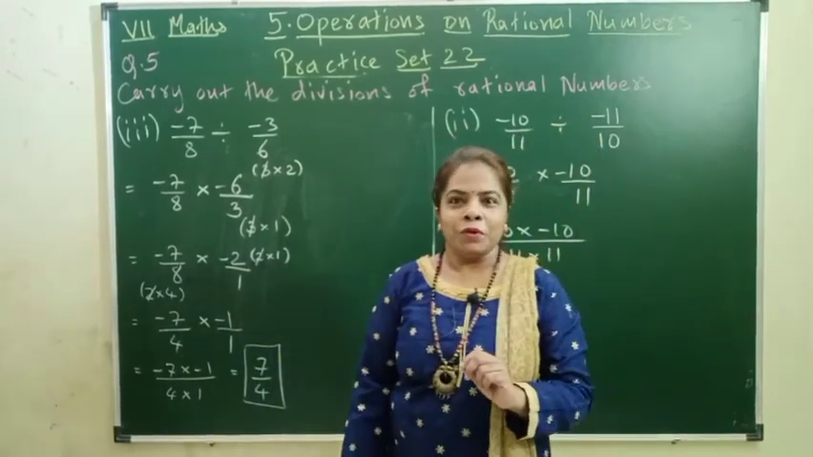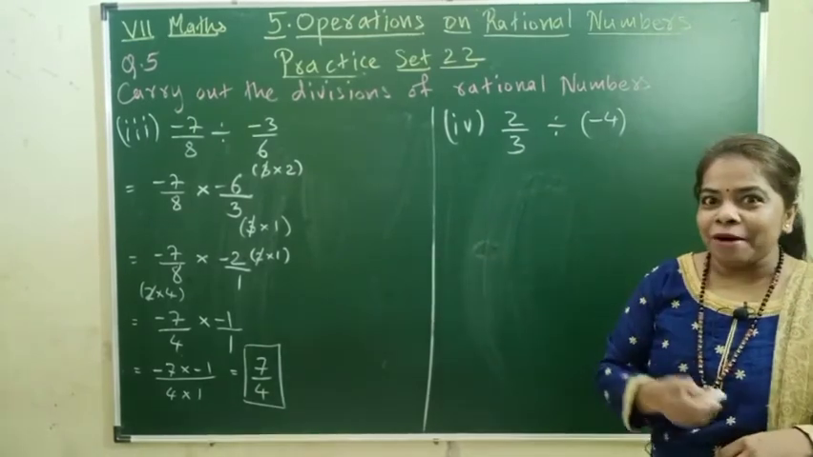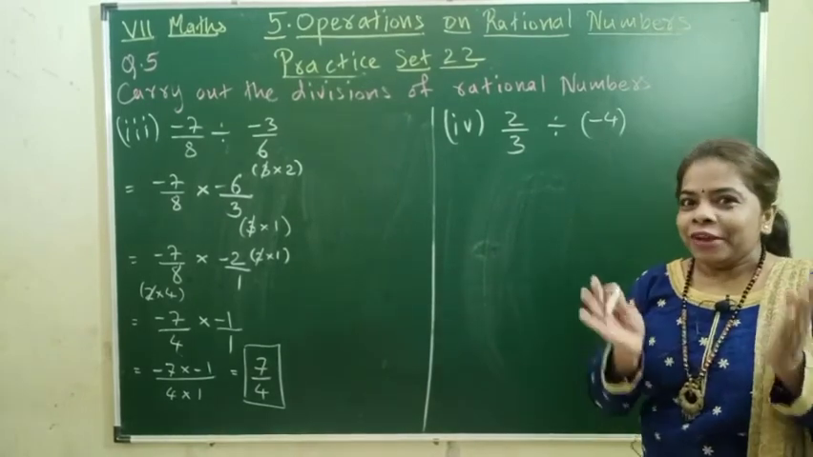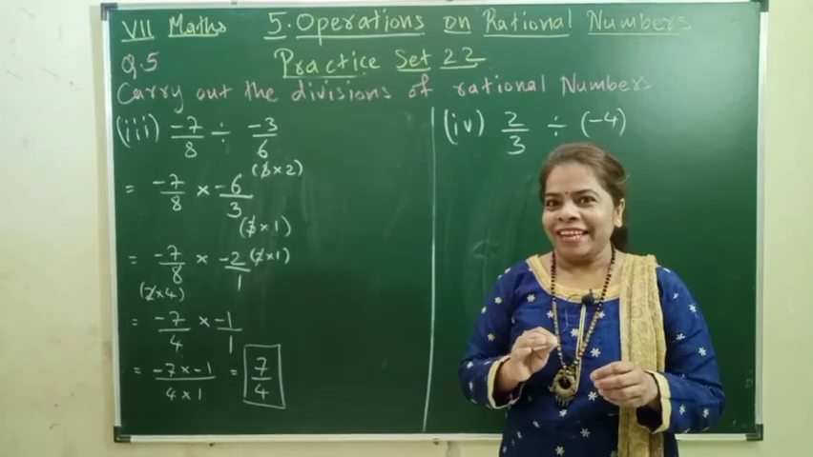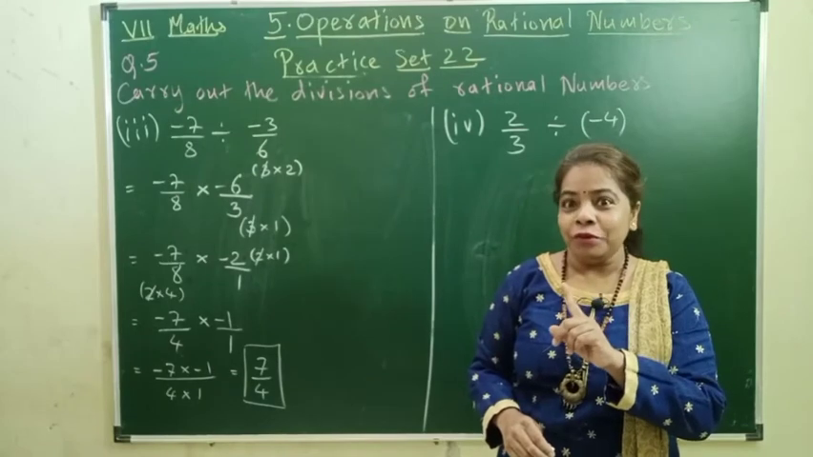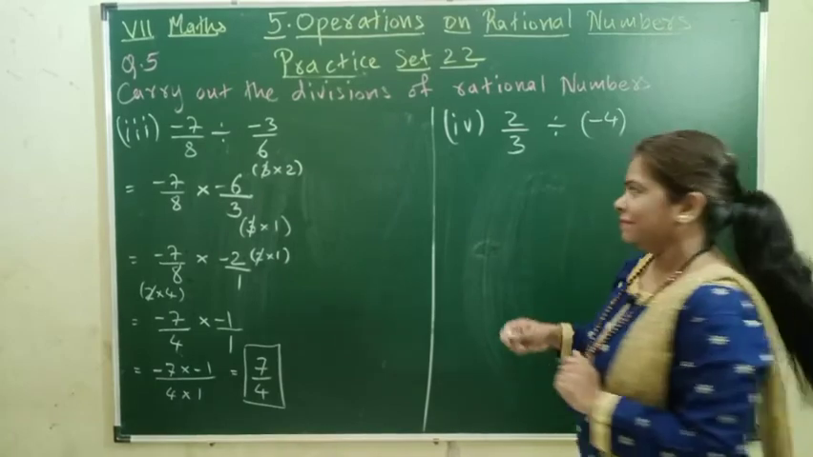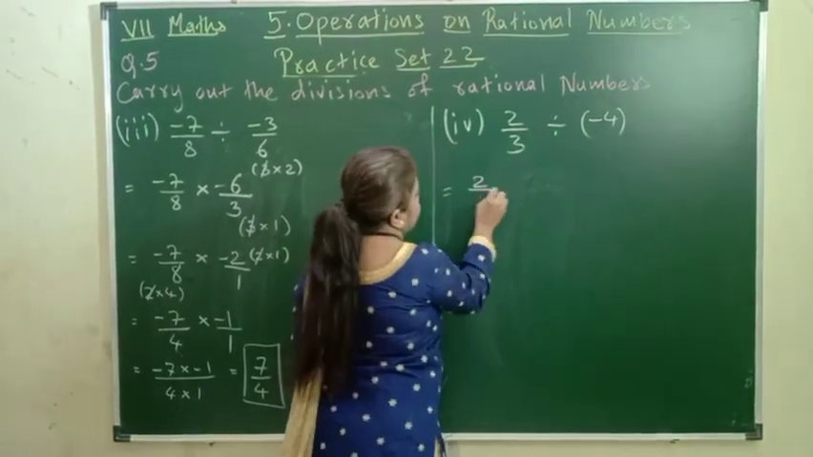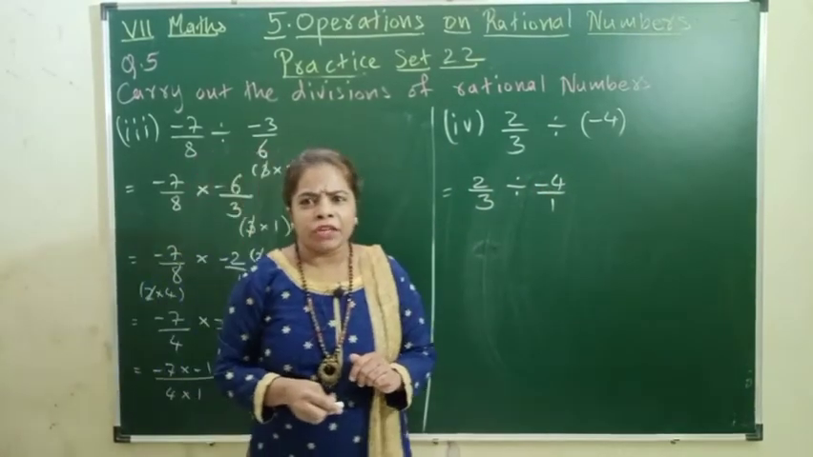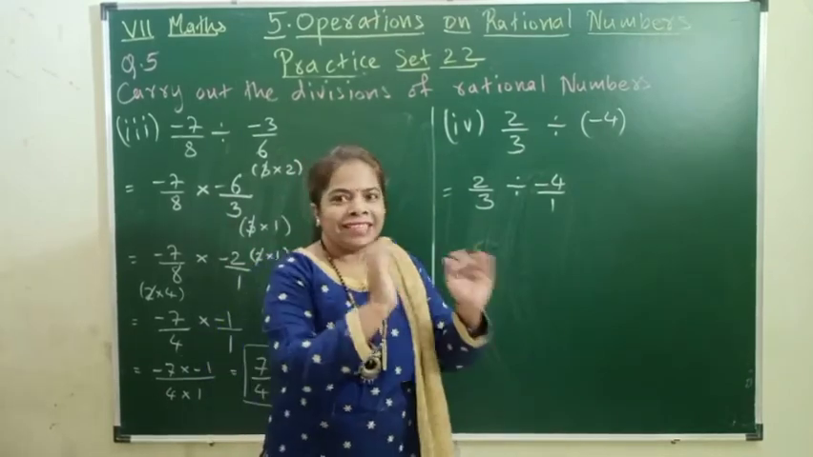Now let us move on to the fourth sum. Now the fourth sum, children, see the fourth sum, there is no denominator in the second one. How to solve? If there is no denominator, we take a denominator 1, right? Because 1 does not change the value of the number. So we will take the denominator here as 1. I'm not using a bracket this time, children. Now see, now I have got two fractions. One fraction, second fraction.